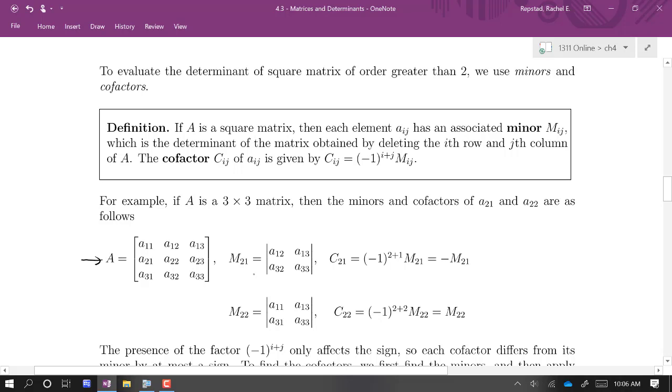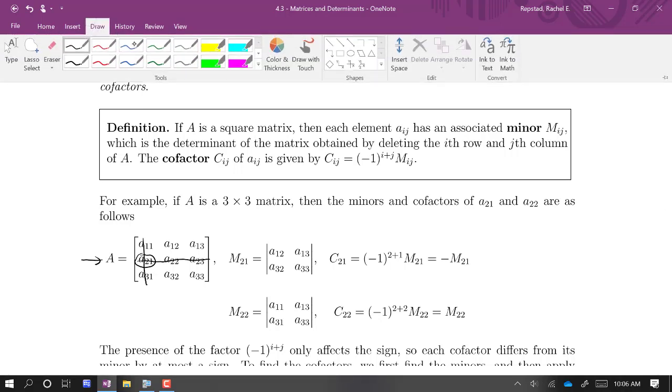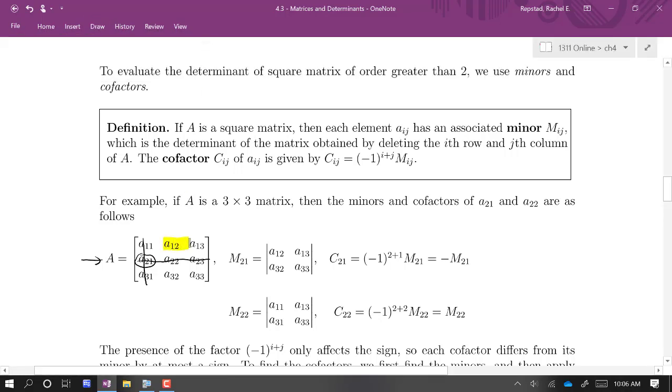Now M21 is the determinant of the matrix that I would obtain if I eliminate the row and column of the entry A21. If I eliminate that row and that column, I'm left with these 4 entries. I'm left with that 2 by 2. Notice that's what we have showing up here, and we just find that determinant.